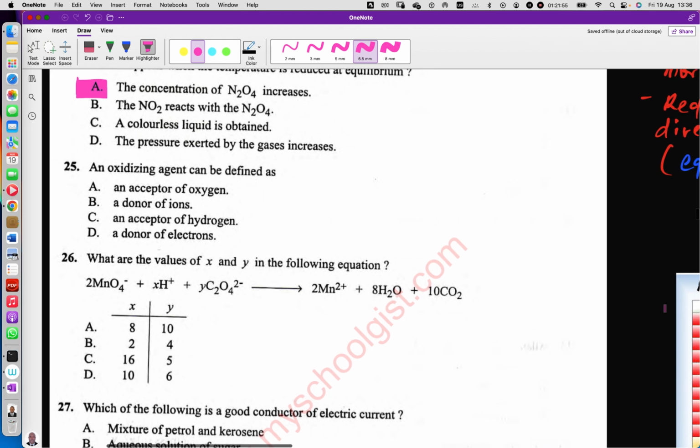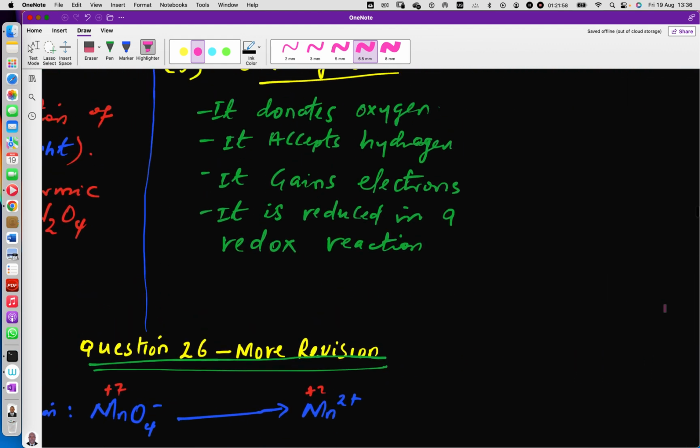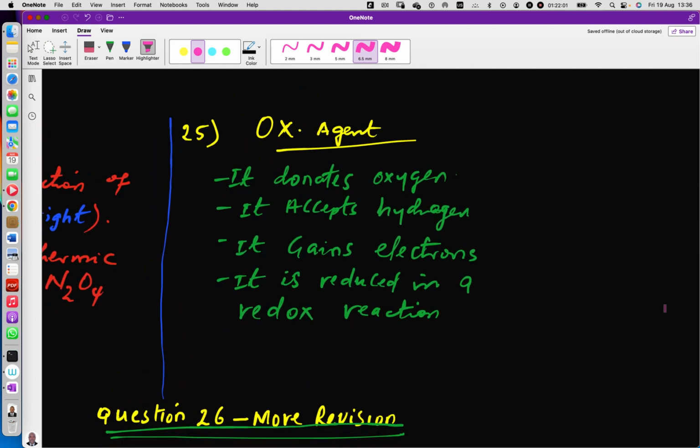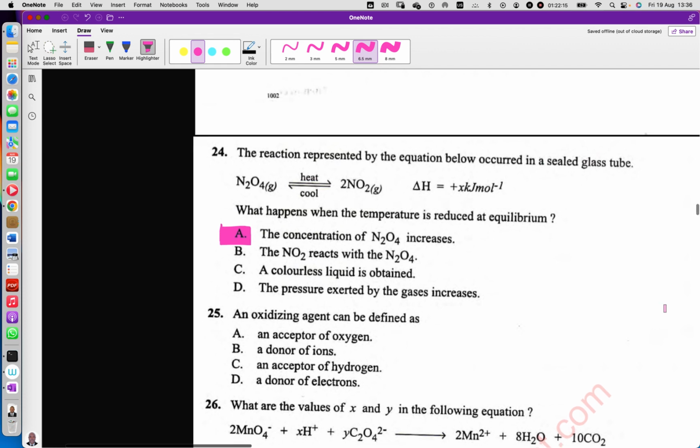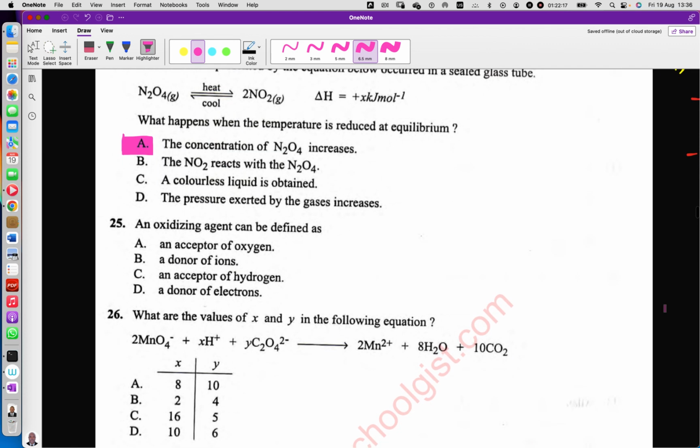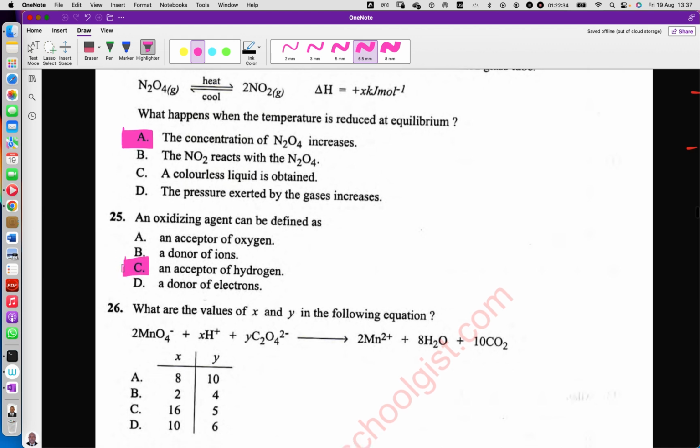An oxidizing agent, it should be remembered, donates oxygen, accepts hydrogen, gains electrons, and is reduced in a redox reaction. So here, looking at our answers, our oxidizing agent will do what? It does not accept oxygen, it does not donate ions, but it will accept hydrogen, acceptor of hydrogen. So our answer for 25 is C.